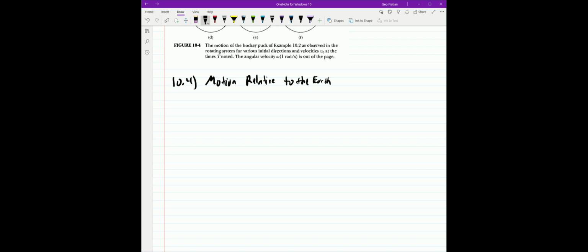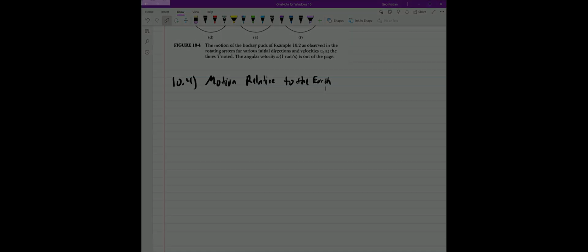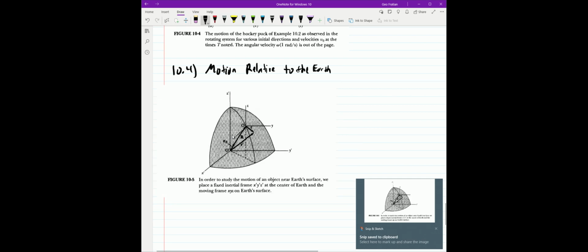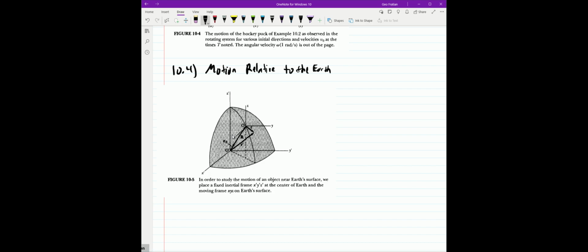So if we were to place a fixed inertial frame at the center of the Earth, and then a moving reference frame on the surface of the Earth, we can now describe the motion of a moving object close to the surface of the Earth, as shown in this figure here, 10.5. So we have our fixed frame at the center of the Earth. This right here is our Earth. I can't really draw, but pretend this is one octant of the sphere. And then we're placing our moving reference frame on the surface of the Earth.